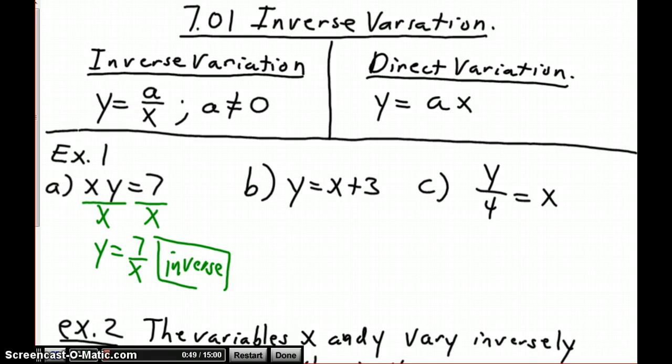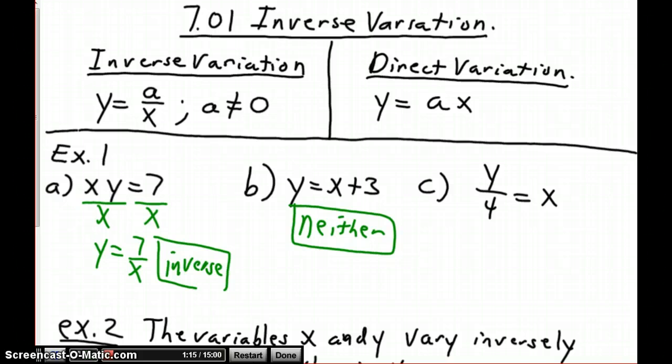Now look at example number 2. Y equals x plus 3. What do you have to do to get y by itself? It's already by itself. You don't have to do anything. So now compare that with what you have at the top of the page. Very good. That's neither. That's not inverse. That's not direct. That is a neither. You got it.